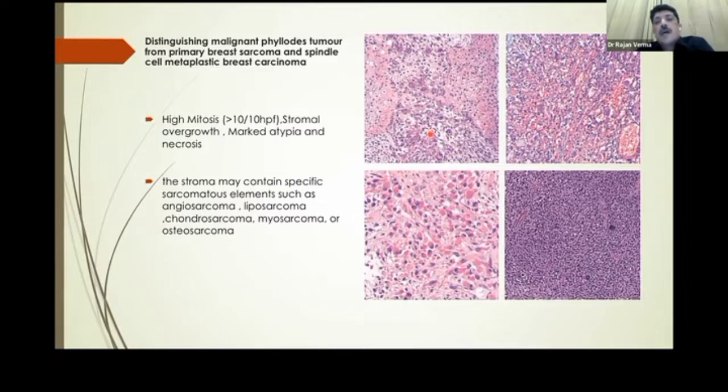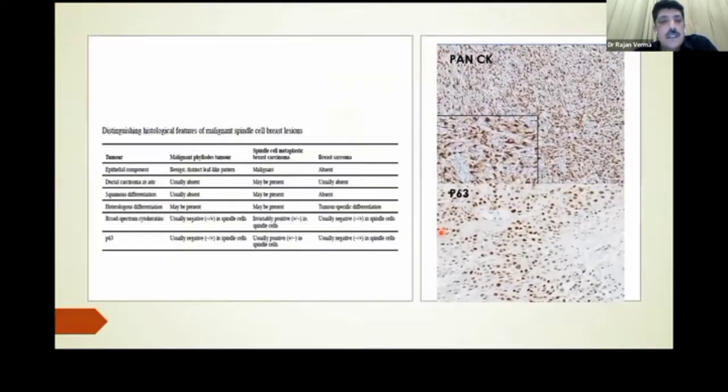You see a chondrosarcoma-like component with osteoclastic giant cells. You see a rhabdomyosarcoma-like component here. The stroma is very cellular and shows a lot of tumor giant cells. So the moment you have a phyllodes which shows all these elements, you can label that as a malignant phyllodes without any other features. So that has to be kept in mind.